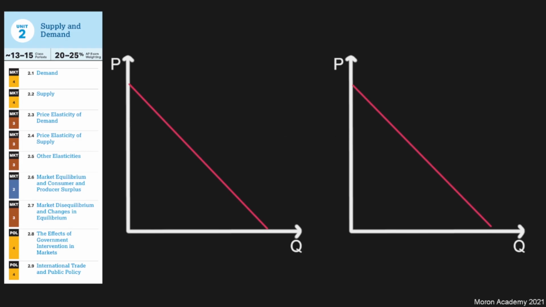So if we look at demand, a change in demand would be moving the entire line like that. If the price of apple juice were to go up, then the quantity demanded will go downwards. But the demand line itself will not change.